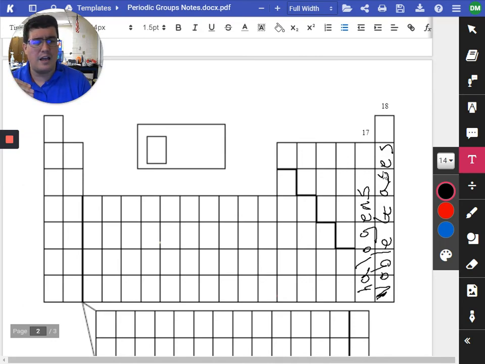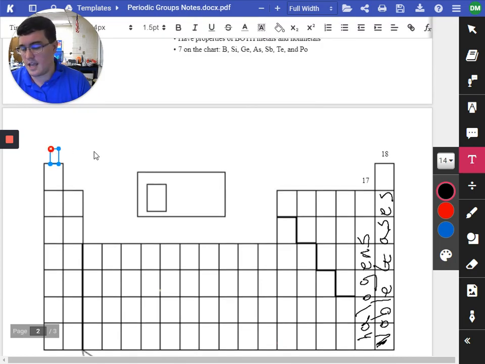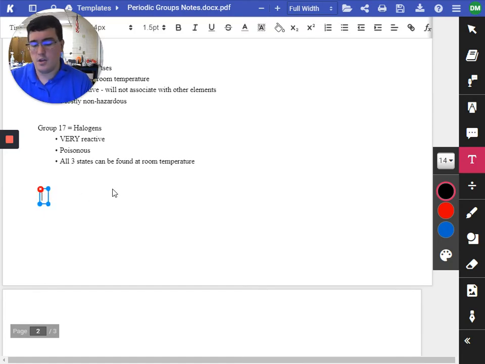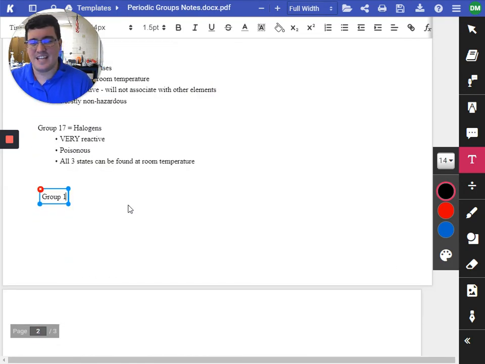But mostly, really, the only non-metals you need to know about are the noble gases and the halogens, at least for Chemistry 1. So to jump over to metals, I jump all the way over to the other side here and put a 1 up there because the next one is Group 1. I'm going to stop trying to write these on the periodic table. It just takes too long.